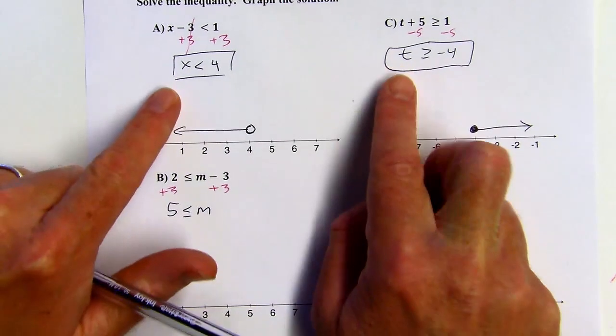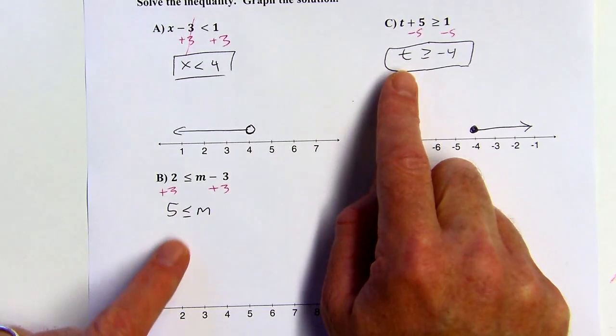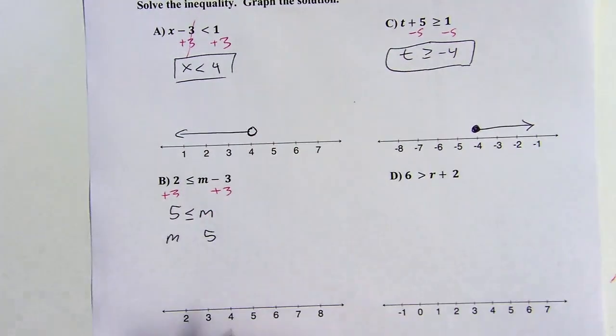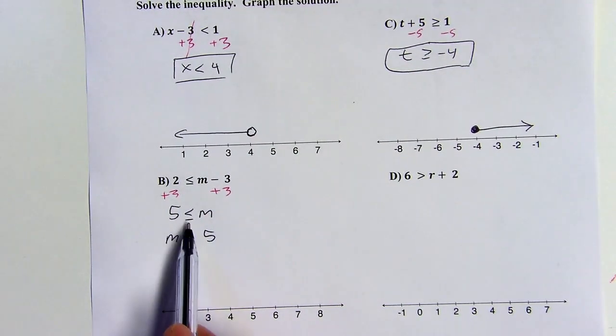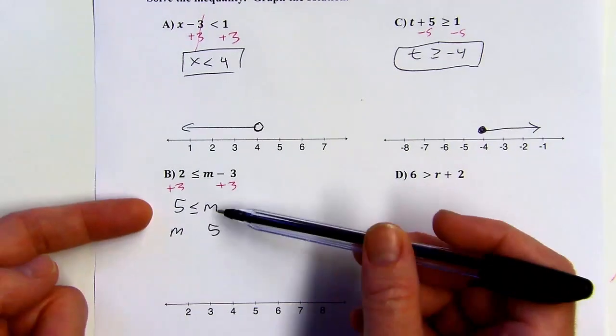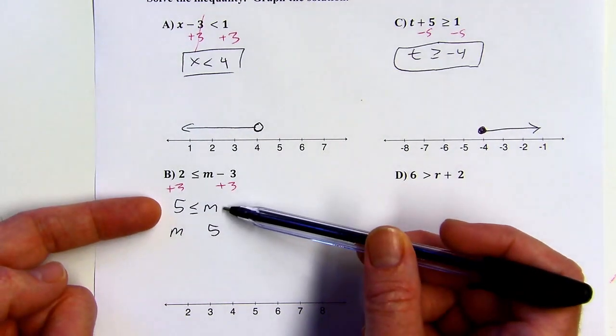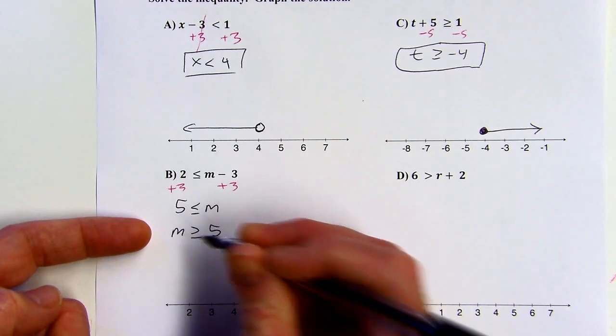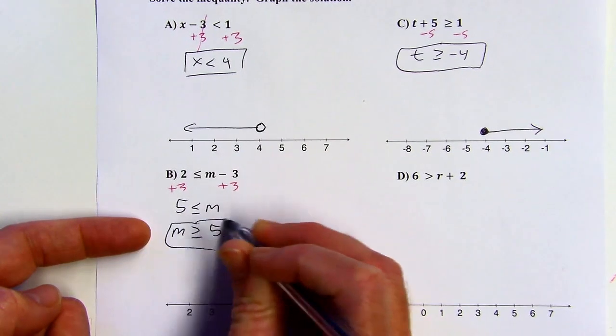So I want it to look like these, where the x was on the left and the t was on the left. Here I want the m to be on the left. Okay, so I'm going to flip it around, and you also have to flip the symbol. If you think of the old alligator eats the bigger number thing, the alligator's eating the m here. So when I flip this around, I still want the alligator eating the m. So I'm going to write it like that.